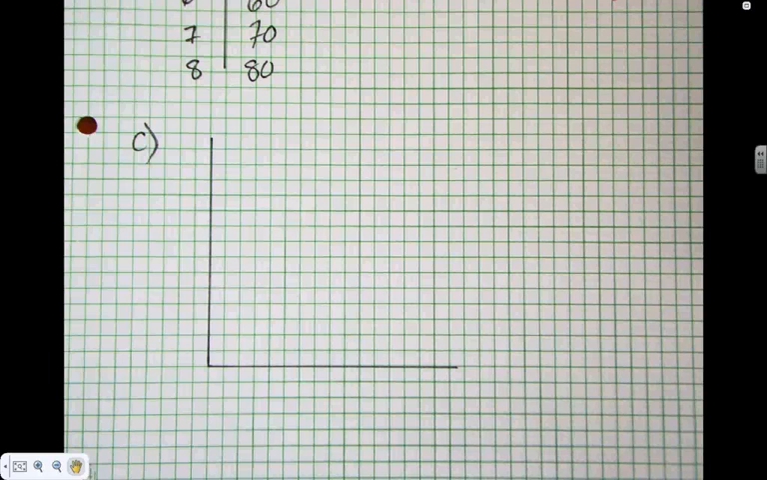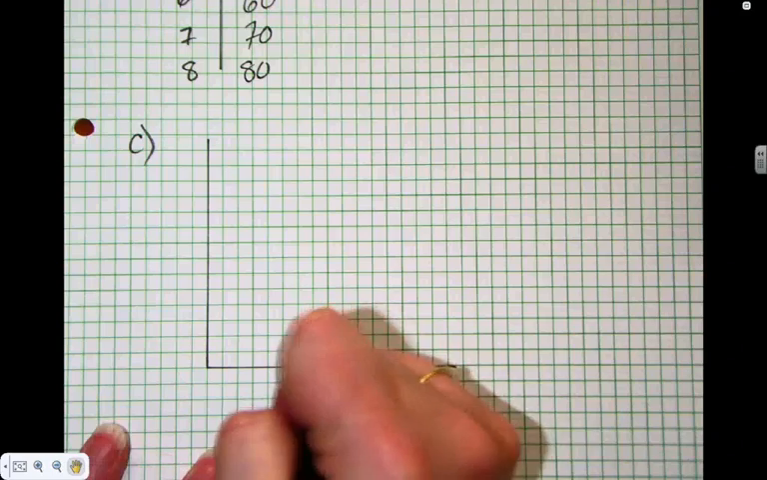What is going on the bottom or the x-axis? Is it number of bags or the amount of money you earned, and how do you know? Why? It's the independent variable. Independent always goes along the bottom.